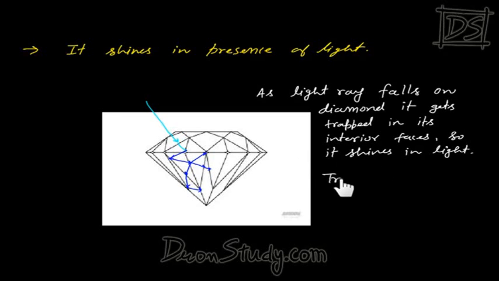And for the same reason, it is transparent, right? How are diamonds? Diamonds are transparent. Why? Because whatever light falls here gets trapped inside. And secondly, how diamonds generally are? Colorless. So diamond is transparent, colorless, and has a brilliant shine in presence of light due to their specific structure.